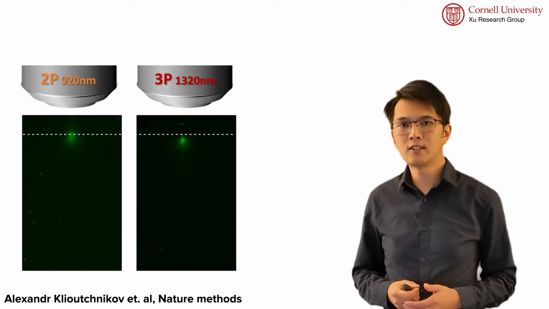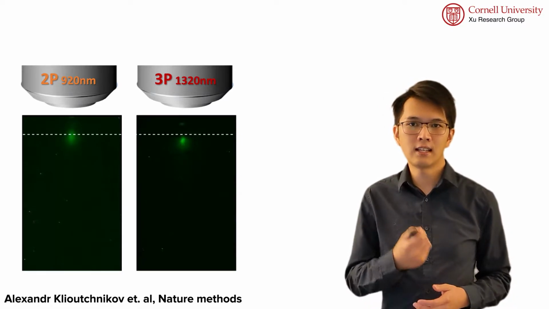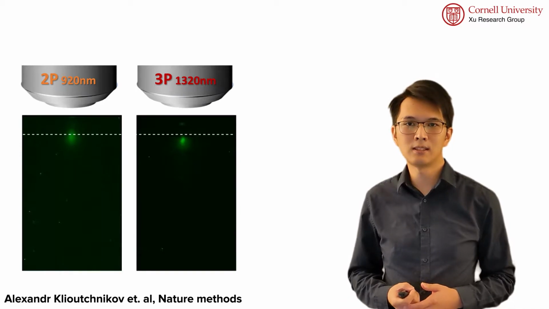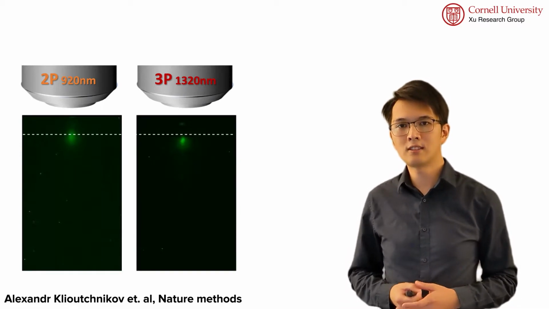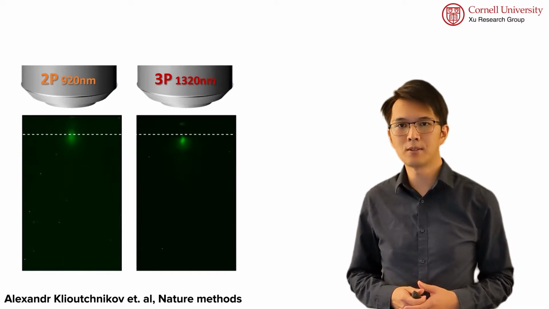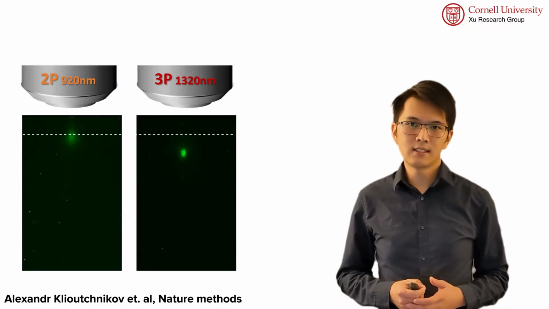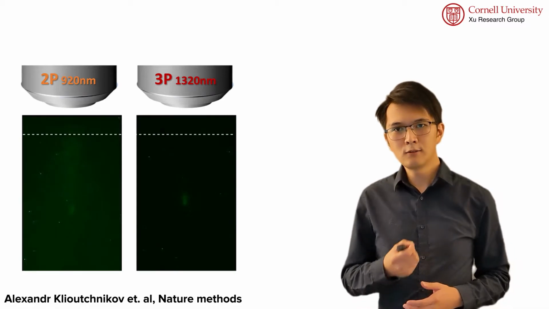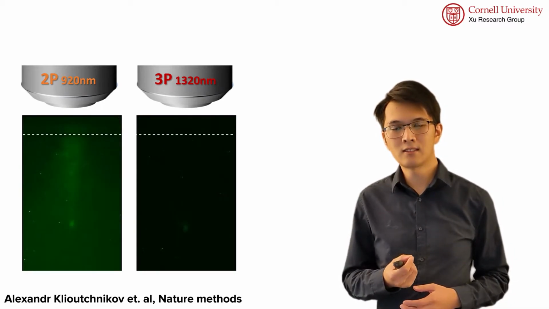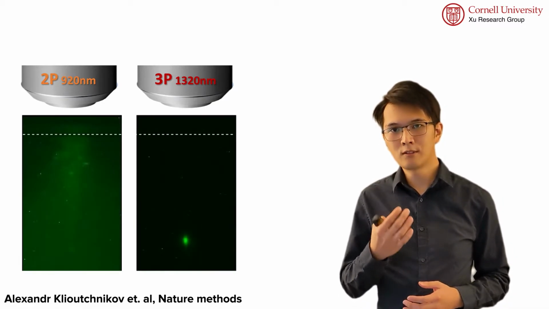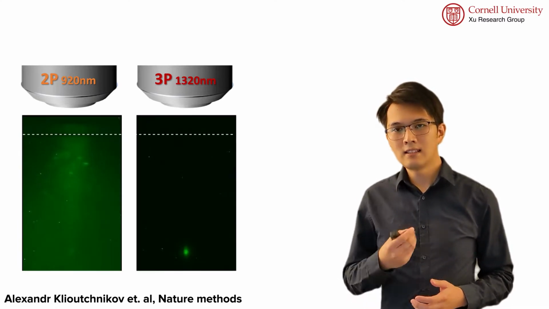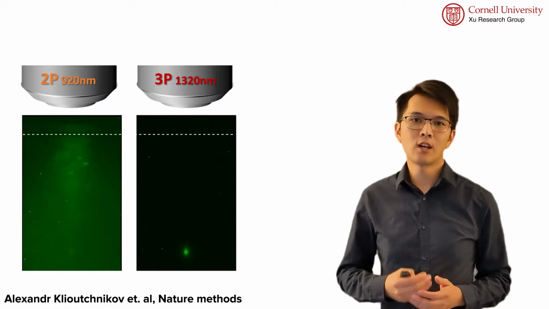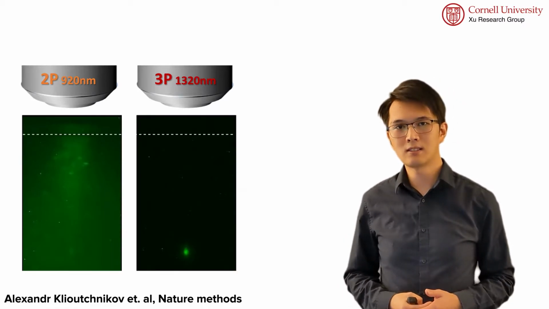Here is a comparison of two-photon imaging at 920 nanometers and three-photon imaging at 1320 nanometers. This is the imaging of a scattering beads phantom sample. As we can see, when we image deeper and deeper into this sample, even for two-photon, there are backgrounds that start to appear above the focus. And this explains why for two-photon imaging, we can only image up to 600 microns.